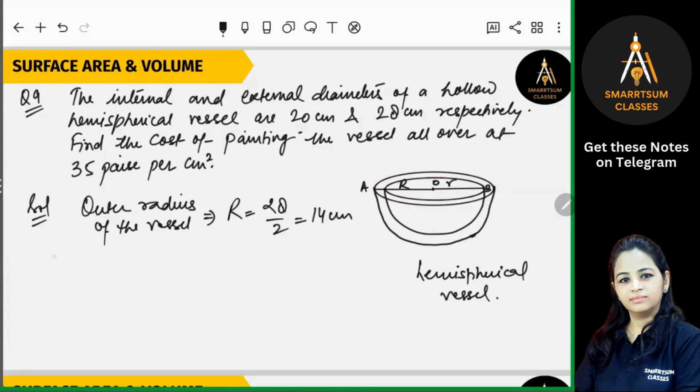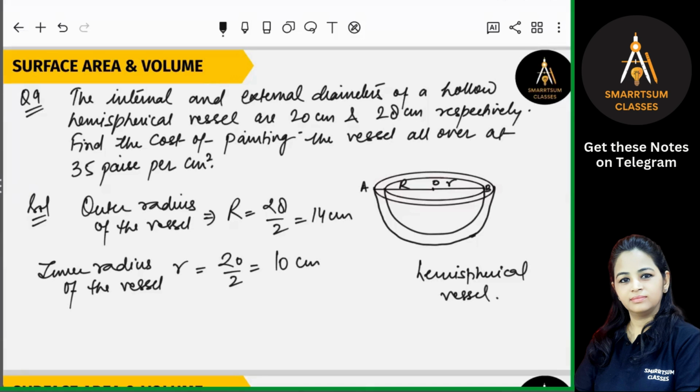centimeter. Similarly, we can find the inner radius of the vessel. That is a small r, which is equal to, this is the inner diameter, 20 by 2, that is 10 centimeters. So in this way, we have got small r and capital R. Now, what we have to find? We have to find the total area to be painted to find out the total cost. Total cost find out करने के लिए आपको पहले total area निकालना पड़ेगा, that what is the total area which is to be painted.